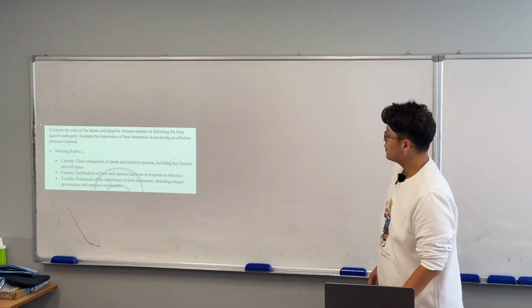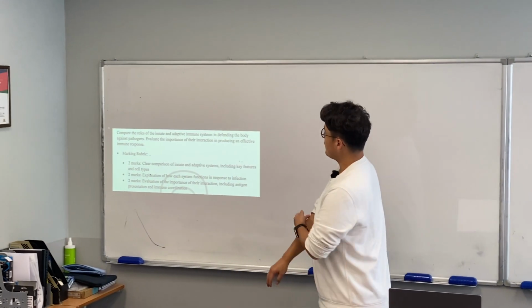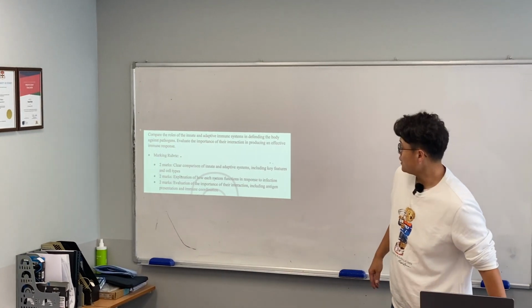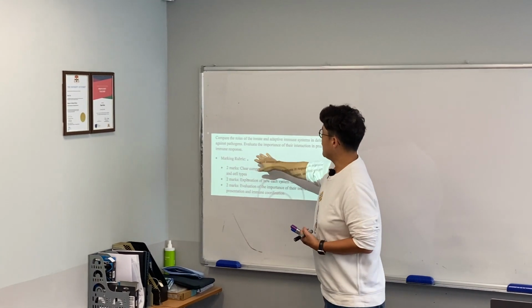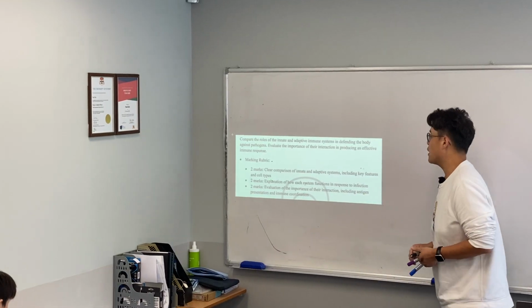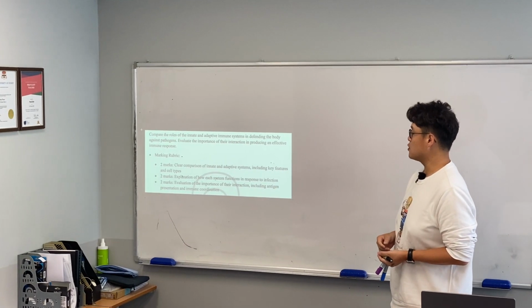First question. Compare the roles of the innate and adaptive immune systems in defending the body against pathogens. Evaluate the importance of their interaction in producing an effective immune response.